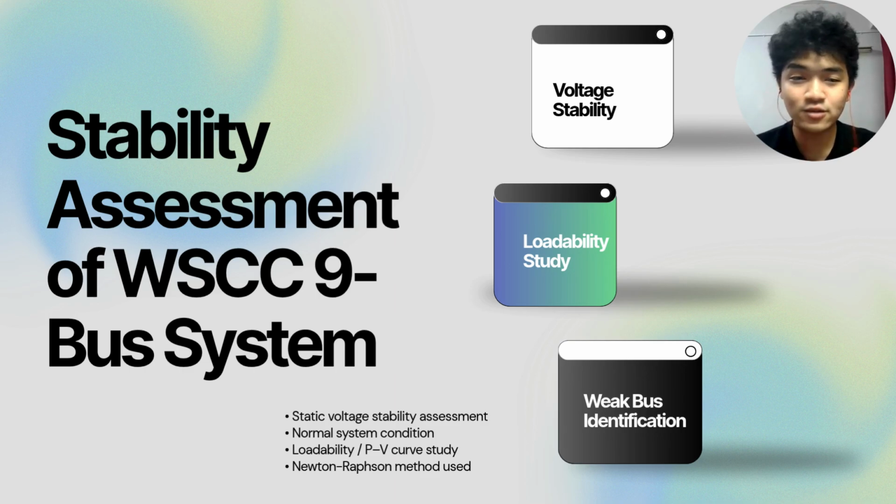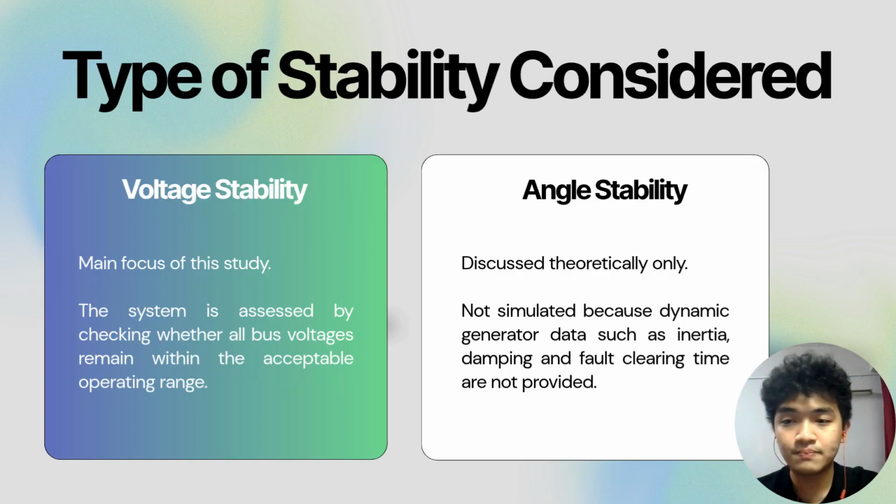For this assessment, I use the Newton-Raphson method because it gave the fastest and most accurate result in power flow analysis. The study also includes three main parts, which are voltage stability checking, PV curve analysis, and weak bus identification. In power system studies, there are different types of stability. For this report, the main stability considered is voltage stability.